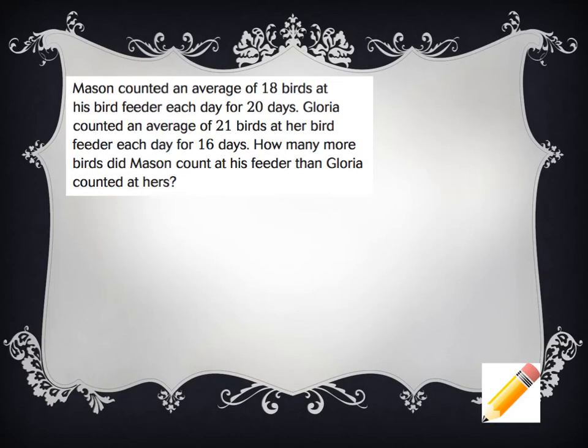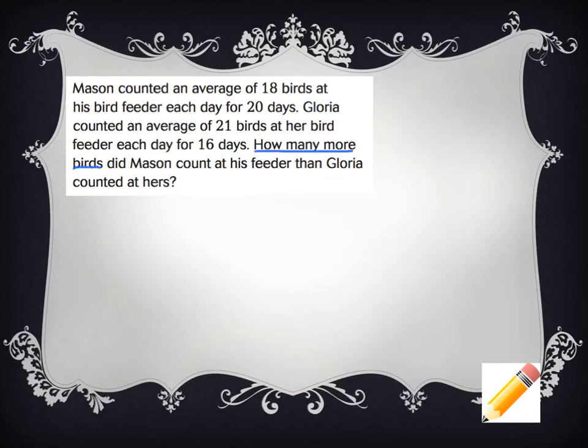Let's look at one more example. Give this one a shot on your own, and then replay to check your work. Mason counted an average of 18 birds at his bird feeder each day for 20 days. Gloria counted an average of 21 birds at her bird feeder each day for 16 days. How many more birds did Mason count at his feeder than Gloria at hers?